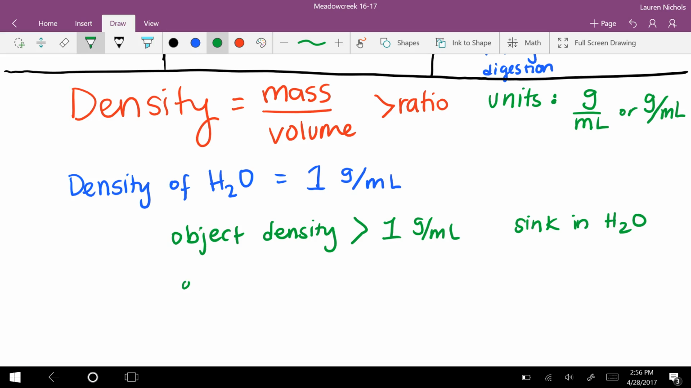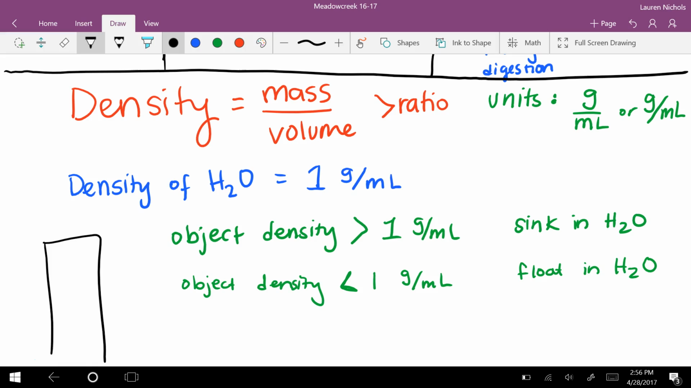But if my object's density is less than 1 gram per milliliter, that means it would float in water. So that means you could create this cool thing called a density column. And you could have a layer of red stuff.